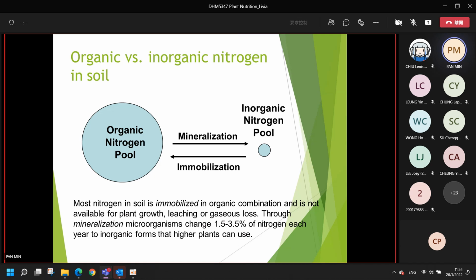So through mineralization, the microorganisms can change 1.5 to 3.5% of the nitrogen each year to inorganic forms that higher plants can use. Here you can see that mineralization is a very important process in the soil that converts the organic unavailable nitrogen pool into the inorganic nitrogen pool so it can be used by the plant.